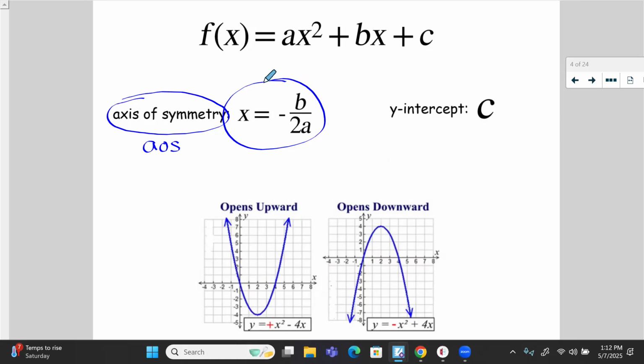The other information we can get from this is the y-intercept. If you remember, the y-intercept is where the graph crosses the y-axis, and the y-intercept is pulled from the c value. So in y equals ax squared plus bx plus c, your y-intercept is the c. Since x is always 0 at the y-intercept, it'd be 0, comma c. And we'll do an example like this so that you'll see it.